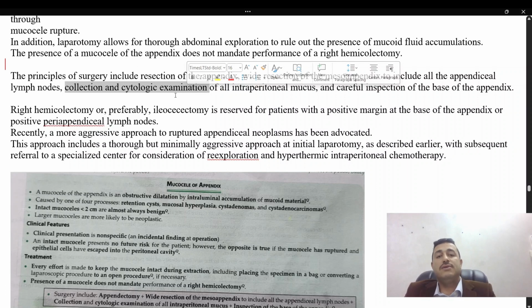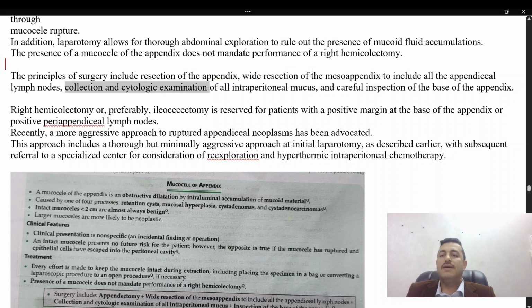Further, it's not your rule actually. Intraoperative mucocele of the appendix is hard to know preoperatively. So what can I do? Appendectomy, wide resection of the mesoappendix, removal of any suspicious lymph node, taking fluid for cytology, and close.